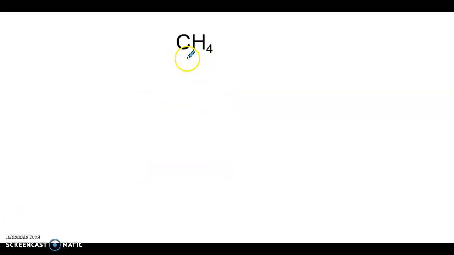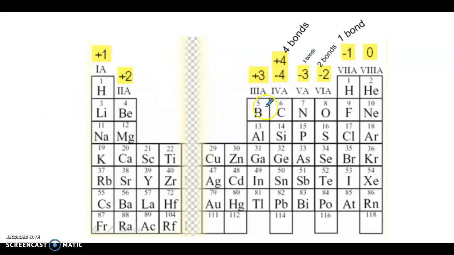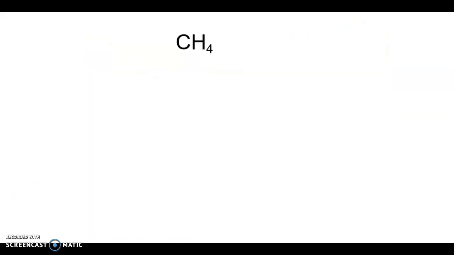So next example, we have CH4, or methane, and if we look back here, we know carbon forms 4 bonds, and hydrogen forms 1 bond, and we also have 1 carbon and 4 hydrogens. We're going to go ahead and put the carbon in the middle and the 4 hydrogens around it. All right, so we know carbon is going to form 4 bonds, and each hydrogen will form 1, and we have 4 hydrogens, so this works out perfectly.